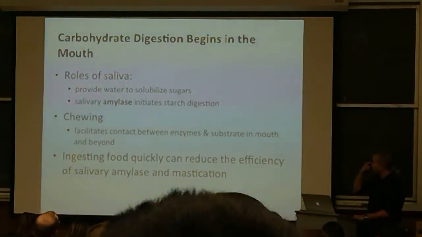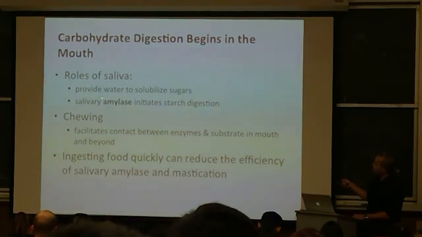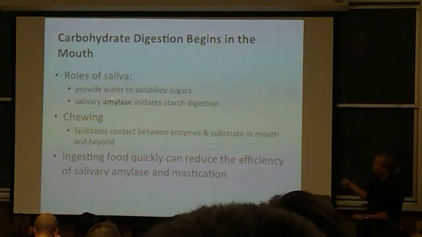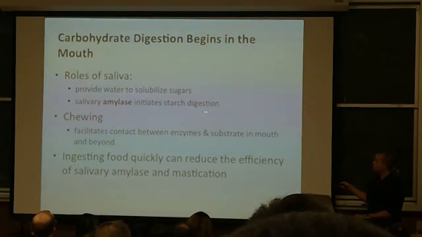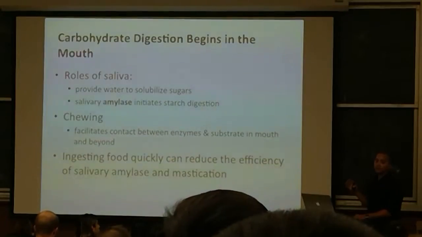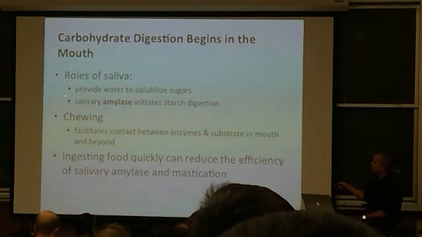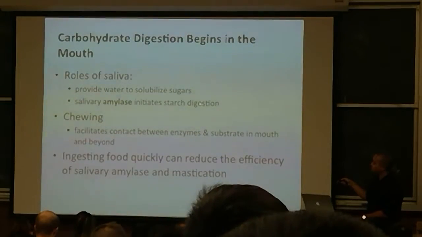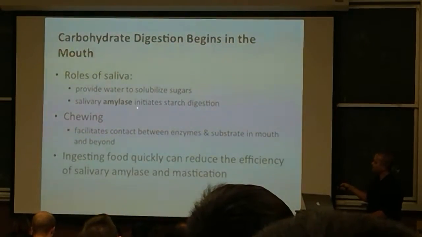Okay, so carbohydrate digestion begins in the mouth. As I mentioned previously, we secrete saliva into the mouth, and within that saliva there's an enzyme, salivary amylase. Right? And this is what initiates starch digestion. So the very first part of starch digestion begins in the mouth. Okay? So you have water in the saliva, which begins to solubilize sugars, and you have salivary amylase initially.